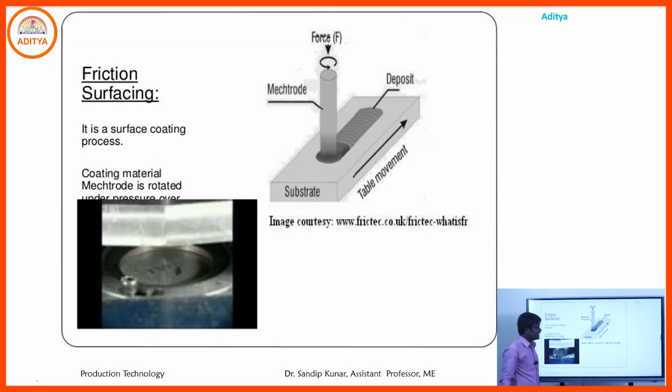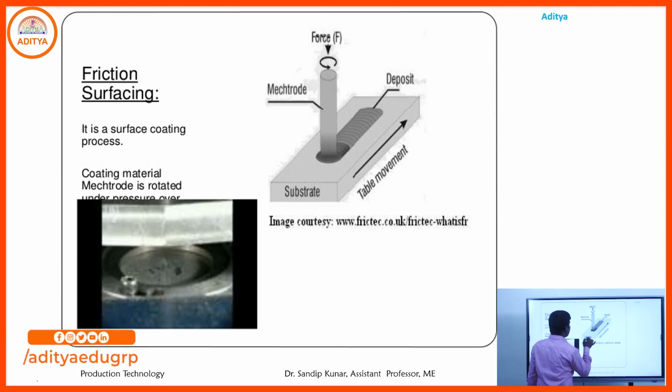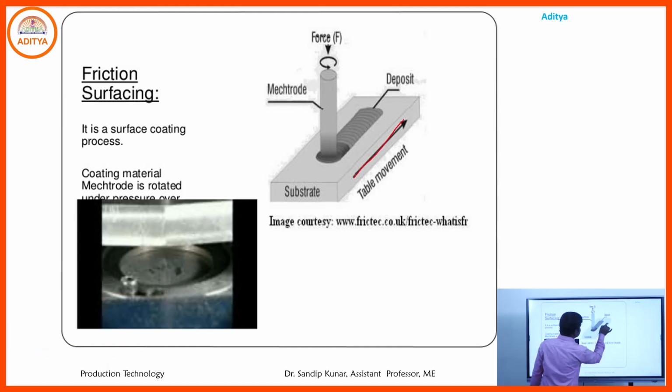Friction surfacing. In this case there is a substrate, and there is the consumable rod. The force is created by the table movement in one direction, the substrate, while the rod comes in the other direction.